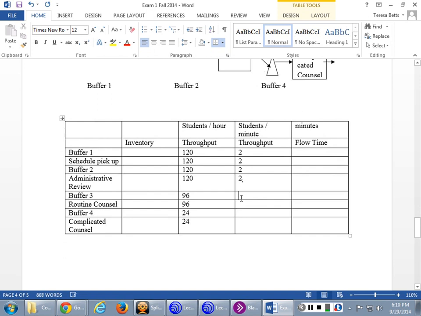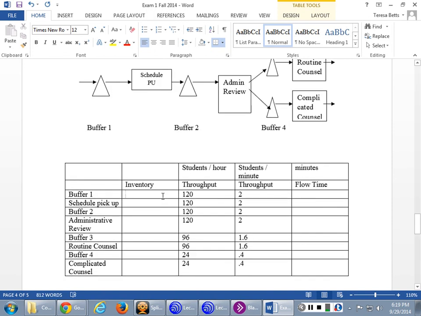96 divided by 60 should give me 1.6, 1.6, 0.4, and 0.4. Okay, and from the problem, I know we're given the inventory at each buffer. So there's 10 at buffer 1, there are 20 at buffer 2, there are 2 at buffer 3, and there is 1 at buffer 4.